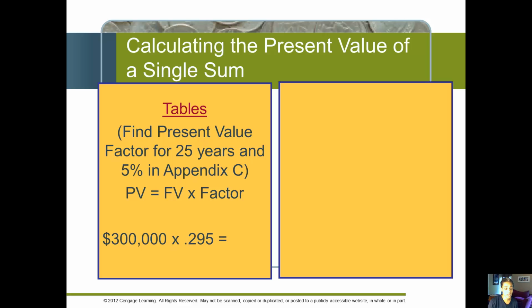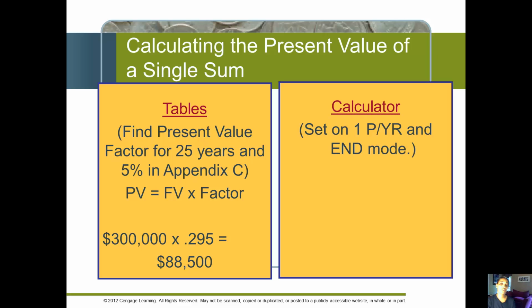So the future value that we're targeting is $300,000. The factor from Appendix C is 0.295. So that's going to give us a present value of $88,500. In other words, we need to invest $88,500 today in order for it to grow to $300,000 in 25 years at a 5% interest rate.